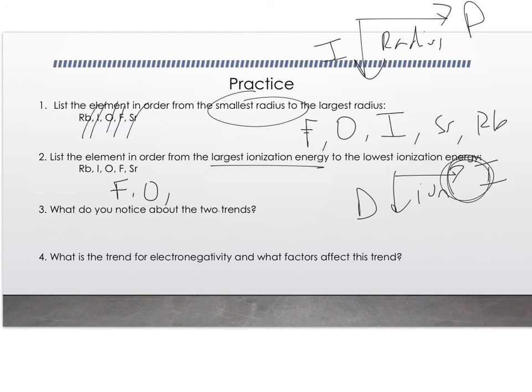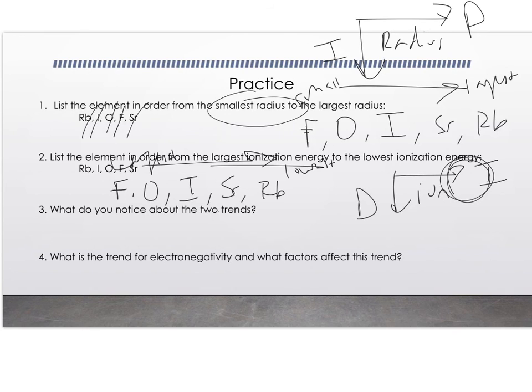Then our oxygen would be the next one. Then iodine, then strontium, then rubidium. So here we have the largest to the lowest, or the smallest ionization energy. Then if we look at this back to number 1, we have the smallest radius to the largest radius. So the first one, we went from small to large. The second problem, we went from large to small.